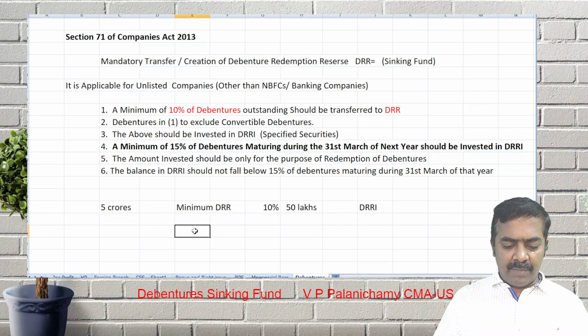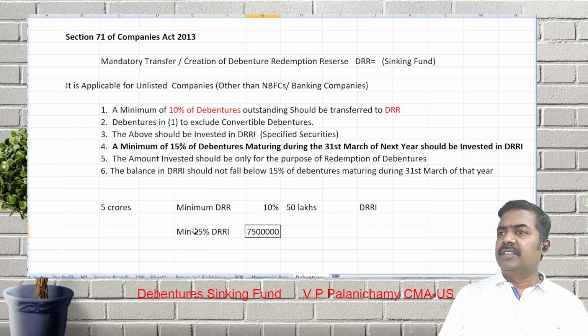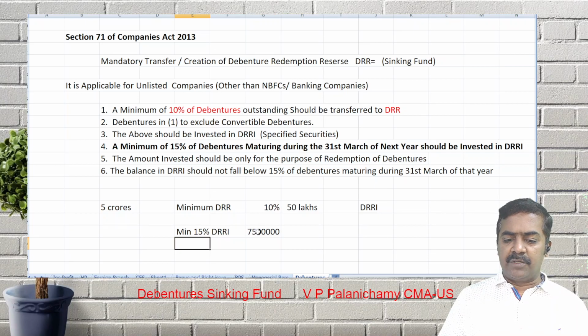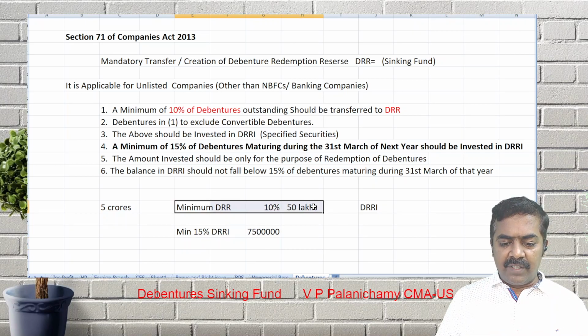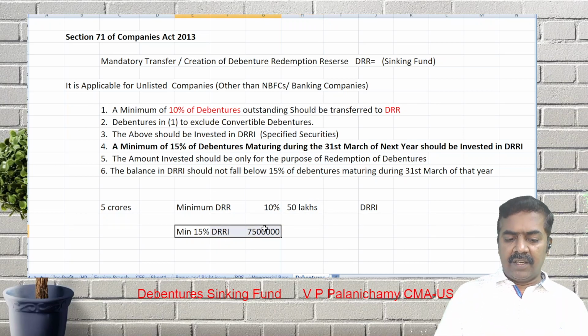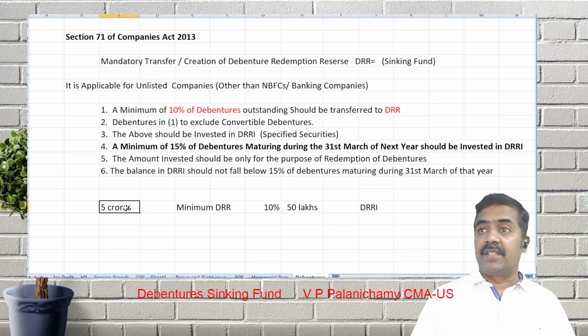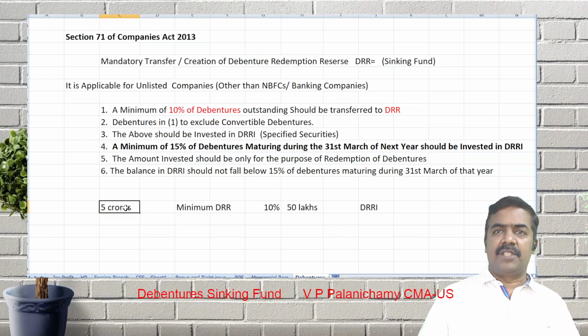15%. Minimum, the debentures are maturing in the next year. Minimum 15% debenture redemption reserve investment should be created. So how much should you invest at 15%? 75 lakhs you should invest. But how much of debenture redemption reserve is required? 50 lakhs. But how much of investment in this case is required? 75 lakhs.